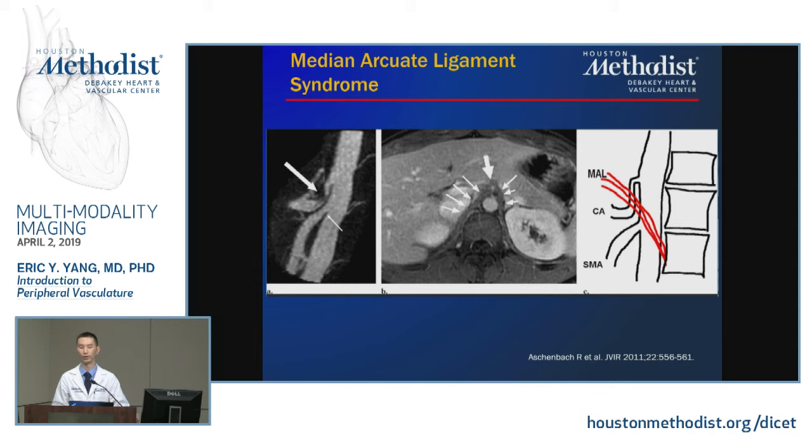You can have what's called celiac artery compression syndrome or median arcuate ligament syndrome. And this is where the median arcuate ligament of the diaphragm can actually cause dynamic compression of the celiac artery with respiration. So when the patient inspires, the diaphragm flattens out and the celiac artery gets pinched by the crus of the diaphragm in the process.